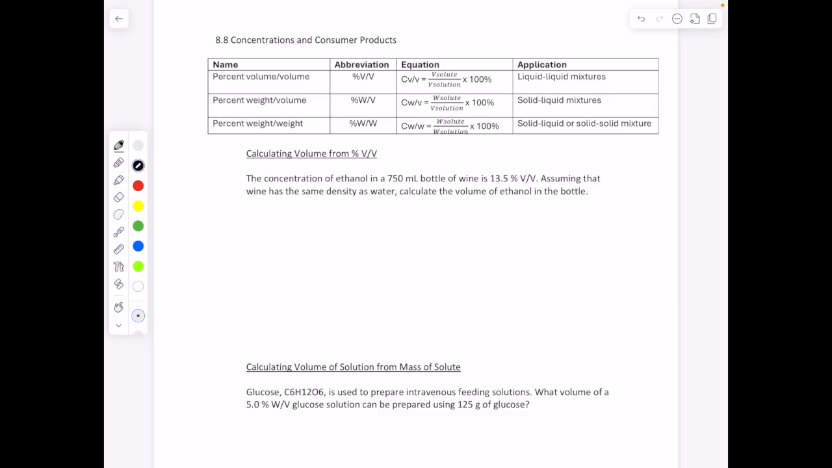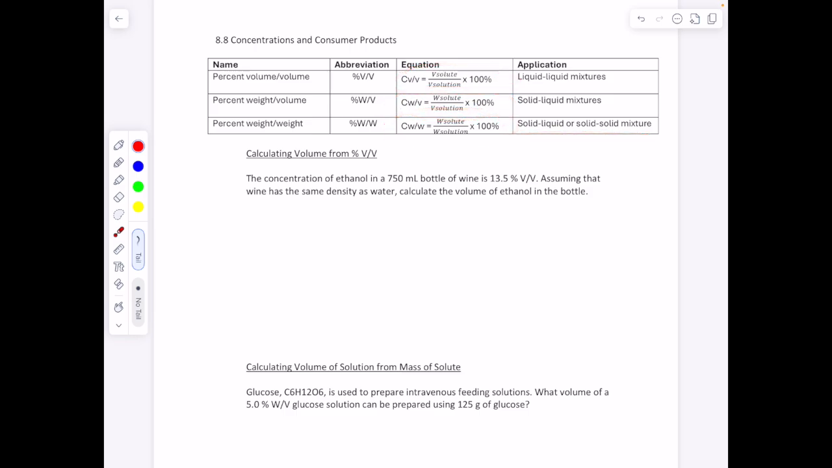8.8, concentrations and consumer products. The concentration of consumer products can be written in percent volume per volume. This is used for liquid-liquid mixtures. We could also have percent weight per volume. This is for solid-liquid mixtures. And finally, percent weight, and this is used for solid-liquid or solid mixtures. And there are equations for calculating each of these different types of concentrations.